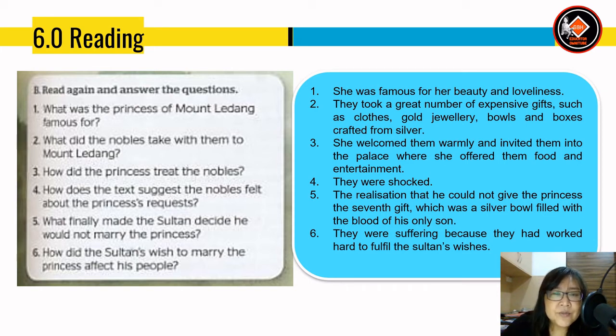How did the princess treat the nobles? She welcomed the nobles warmly and invited them into the palace, where she offered them food and entertainment. How does the text suggest the nobles felt about the princess' request? They were shocked. Number 5, what finally made the Sultan decide he would not marry the princess? The answer, the realization that he could not give the princess the 7th gift, which was a silver bowl filled with the blood of his own son.